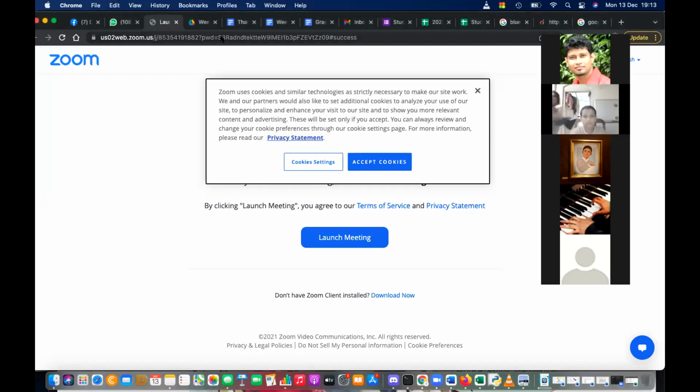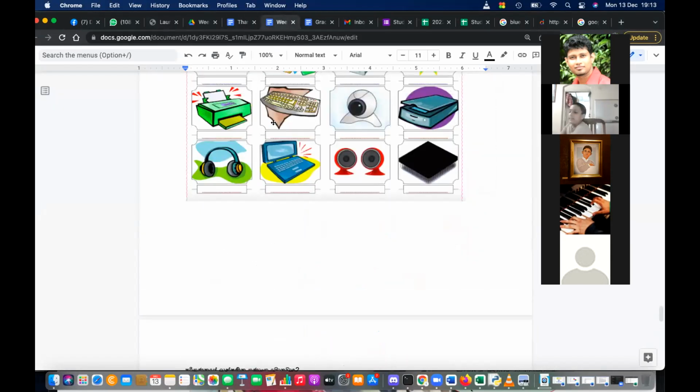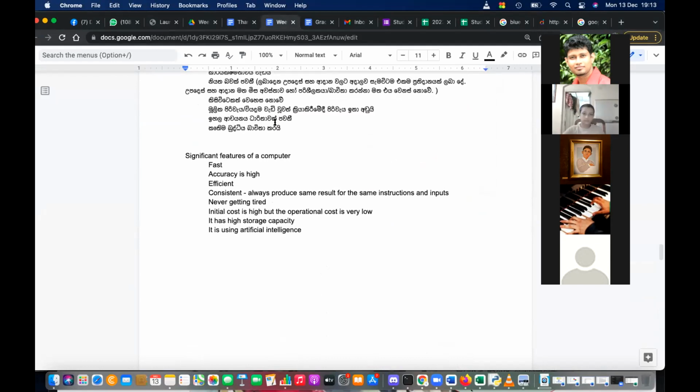Last day, we just discussed our computer and features of the computer. So hope you can remember these features. The computer is faster, accurate, efficient, consistent, and never getting tired. And it has higher storage capacity and is using artificial intelligence, as well as the initial cost is high, but the operational cost is low. So these are the points that we discussed last day.